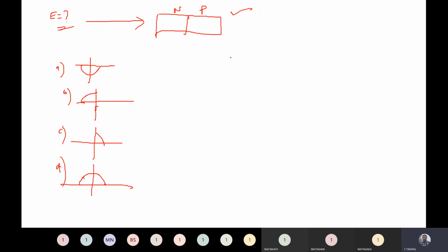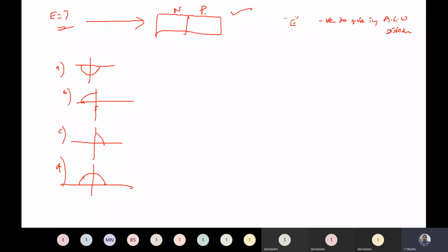Just now I explained. Electric flux lines, electric field intensity E. Electric flux lines move from negative to positive in the anti-clockwise direction.